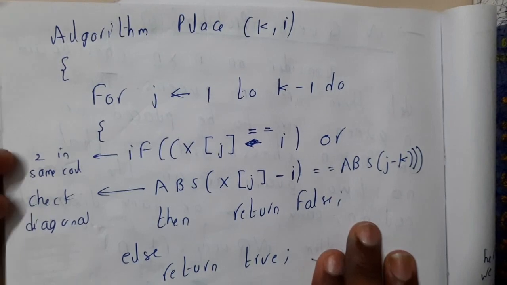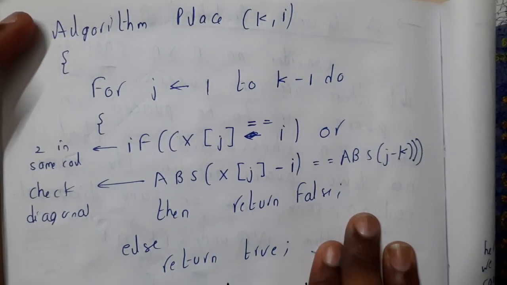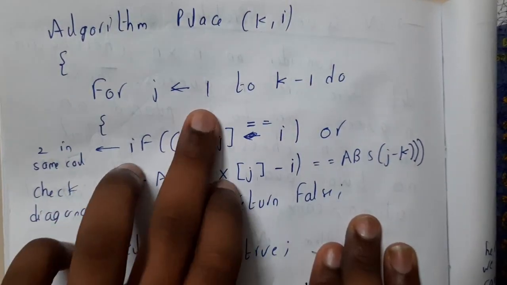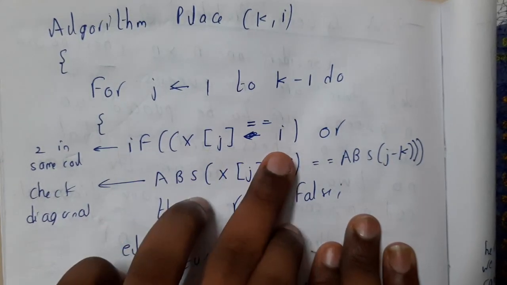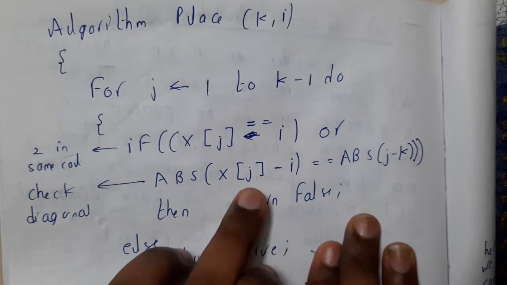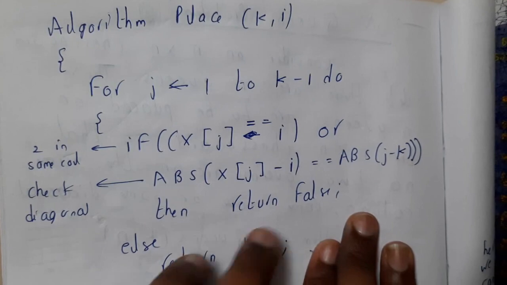So this function is the king or the main thing that it will be doing, guys. So basically we need to check the rows, columns and diagonals, right? So all that work is done by this function. So algorithm place of k comma I for j equal to 1 to k minus 1 do if x of j double equal to I or absolute of x of j minus 1 double equal to absolute of j minus k, then we will be returning false.